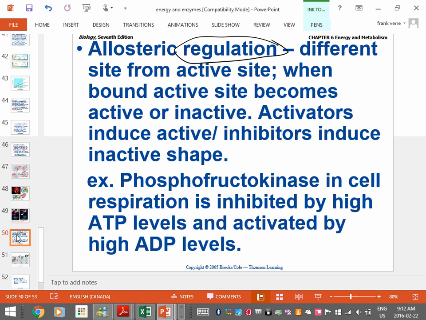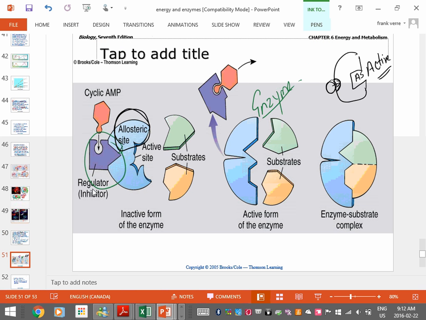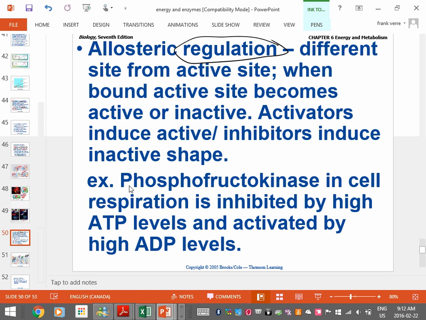This is where your cells actually control enzymes through the binding of molecules to this allosteric site. What that does is it turns them on or off. So this is something that the cells do on purpose. So I'll give you an example here, and we're going to study this one in the next chapter.